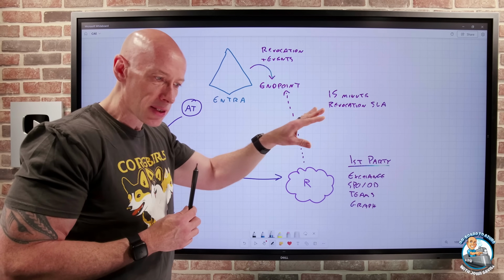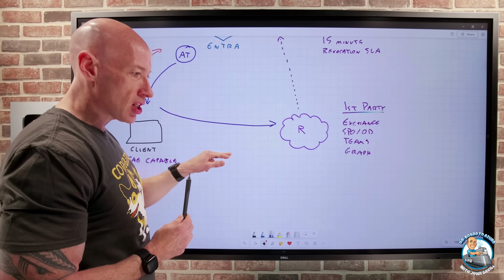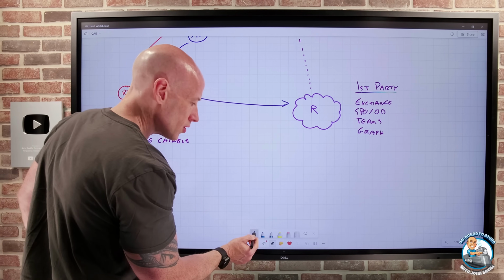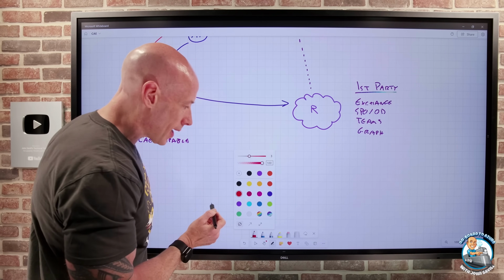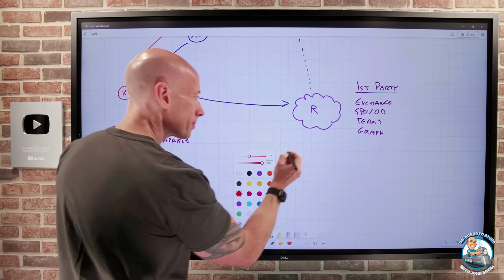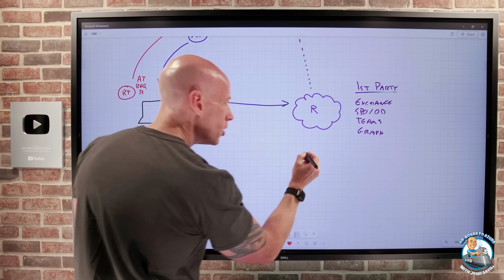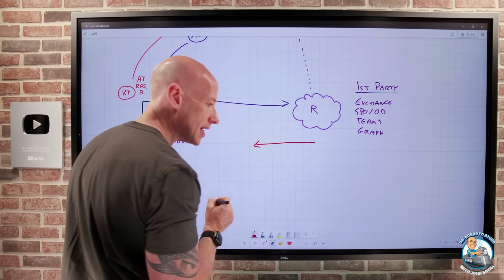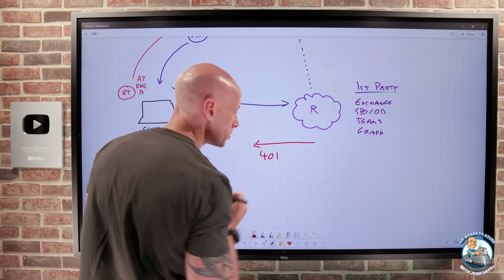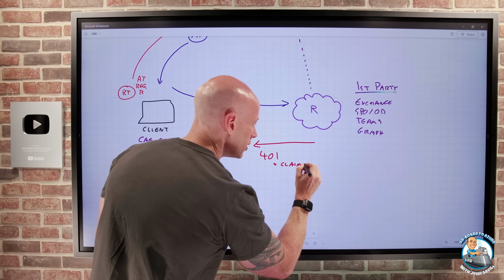So once the service sees that revocation event, what it's now going to say is, hey, this access token is no longer any good. And it will generate a response to the client. It doesn't just refuse it, because that would be very unhelpful. What it's going to do is send a 401. So it's going to send a 401 response, and it's going to include a claims challenge.